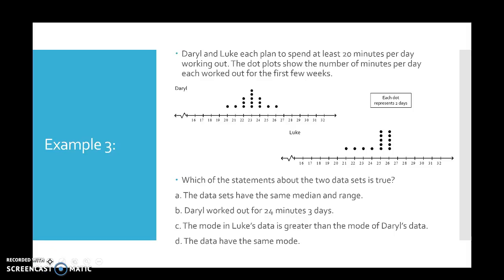Okay, so here's another example. Daryl and Luke each plan to spend at least 20 minutes per day working out. The dot plots show the number of minutes per day each worked out for the first few weeks. So which of the statements about the two data sets is true? So what I want you to do for each of them, you need to write out the range, median, and mode for each. And then that will help you be ready to compare the two and see which of these statements is accurate. Once you do that, enter it in and check it.